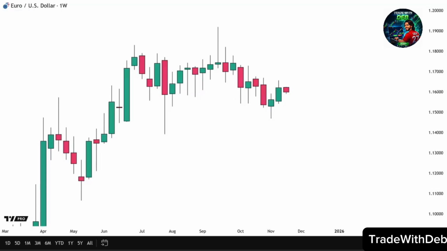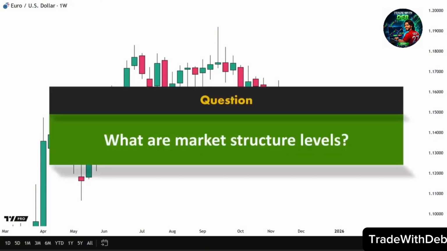Our main trading time frame is the 1-hour chart and lower. The reason we mark these levels is that, when price taps into them, we expect a strong reaction, so we need to see them clearly when working on the lower time frames. But what are market structure levels?